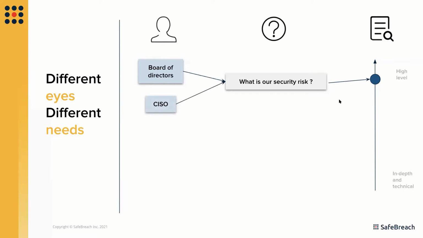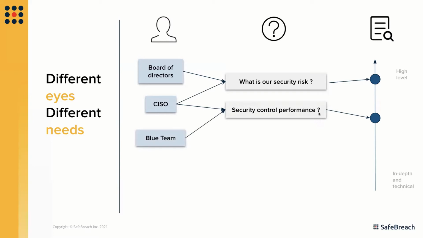The same comes for the CISO or any C-level security persona. The questions that they can ask are, what is our security control performance? What is our ROI? And also, the level of technicality is not as deep as we will see for other questions.